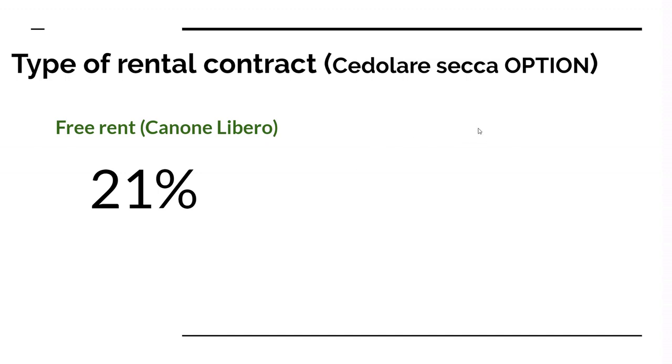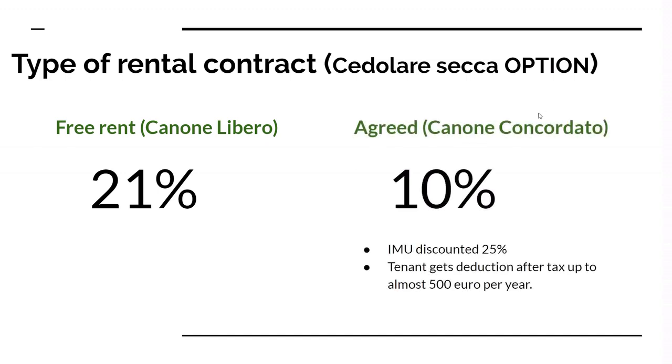But if you respect the threshold of the agreed rent, this falls to 10%. And in addition to this 10%, you will get also a discount of 25% of your property tax, and the tenant still gets a deduction after tax of up to €500 per year. When I say up to €500, it means that based on the revenue of the tenant, the amount of deduction starts from €200 up to €500. But if this tenant is quite a rich person, he is not entitled to get anything back. So it's based on revenues.